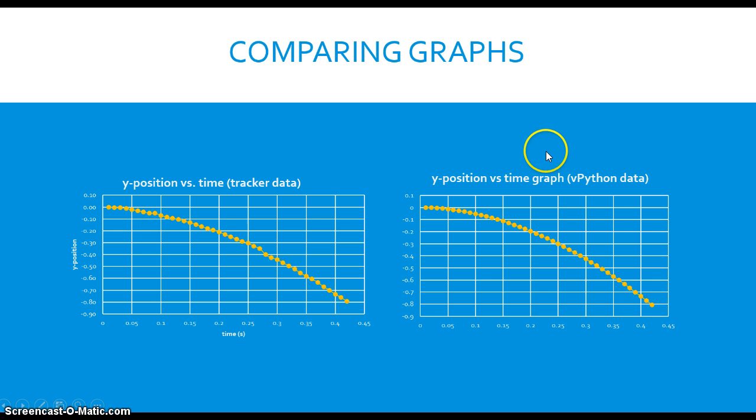So if we look at the graphs of the Tracker observed data versus the predicted data from the VPython module, we can see that they are fairly similar, although the Tracker data has a somewhat different curve to it, and we can see somewhere between 0.25 and 0.3 seconds, there is a bit of a gap, which I think is from an error in the Tracker frames.